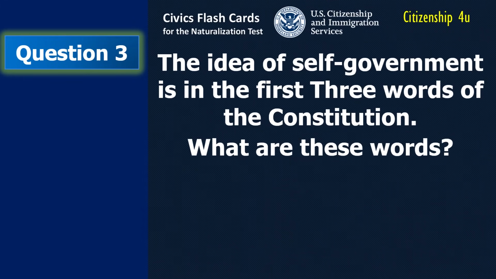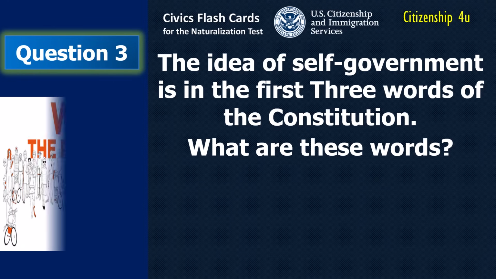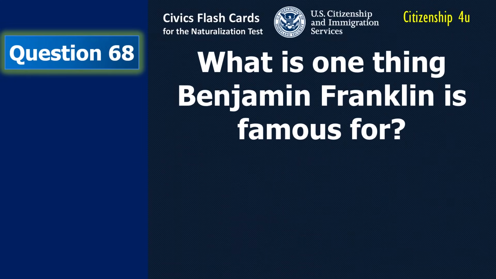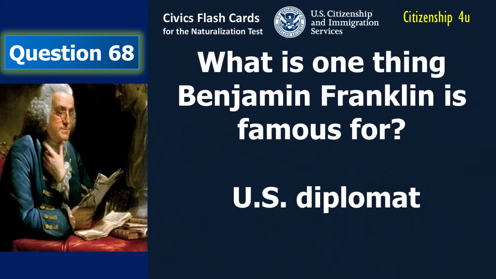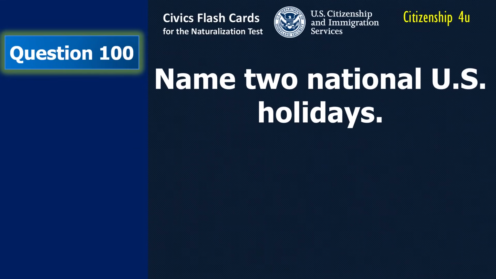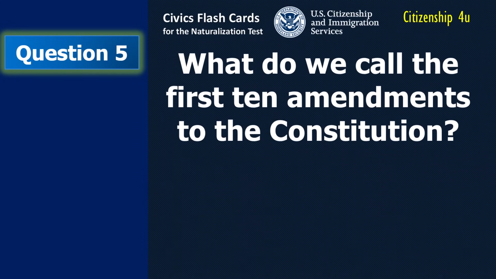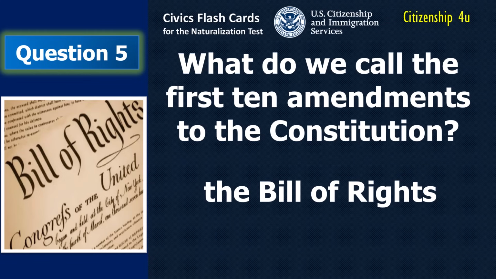The idea of self-government is in the first 3 words of the Constitution. What are these 3 words? We the people. What is one thing Benjamin Franklin is famous for? U.S. diplomat. Name 2 national U.S. holidays. New Year's Day and Christmas. What do we call the first 10 amendments to the Constitution? The Bill of Rights.